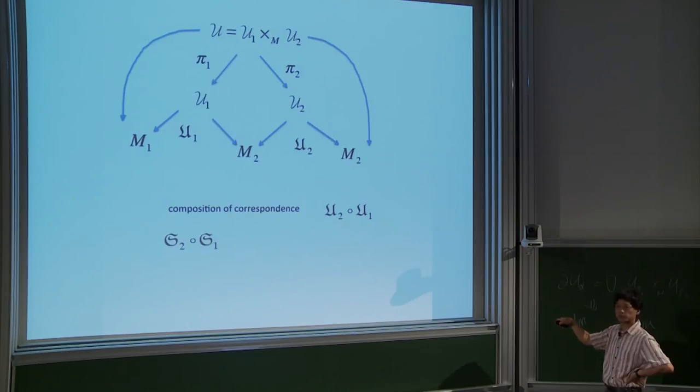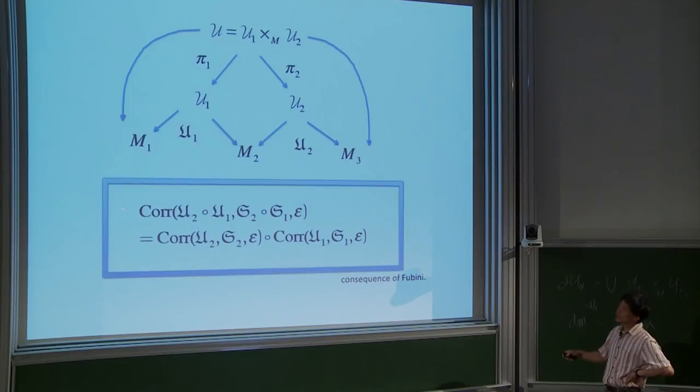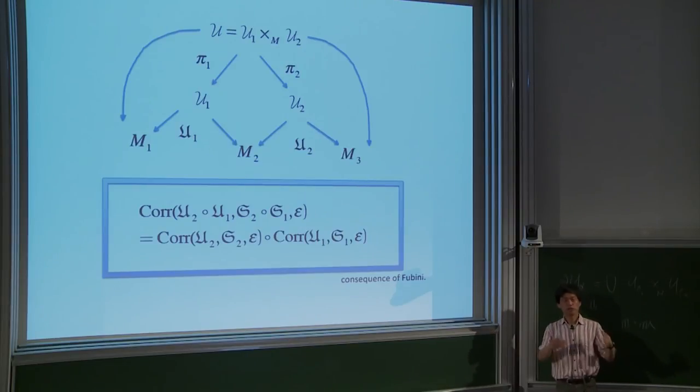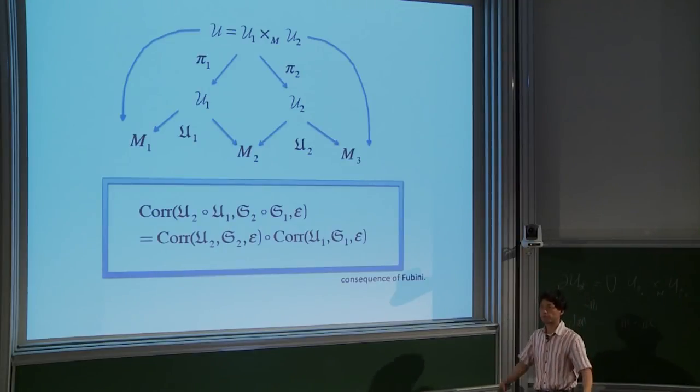It is a composition. And what the Fubini theorem says in this case is that the map associated to this correspondence is just a composition of this and this. That's what Fubini says. So your Fubini theorem immediately says that this process of associating a linear map of differential forms to a smooth correspondence is compatible with the process of composing the maps. It is completely functorial. So this is the Fubini theorem.